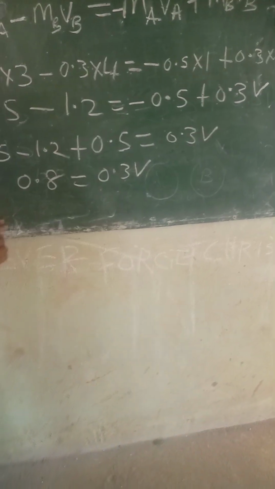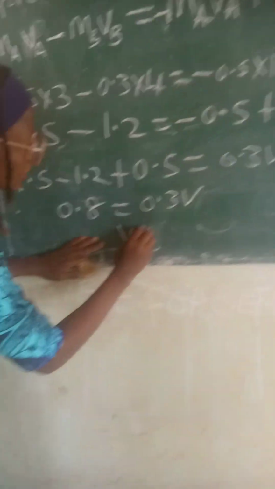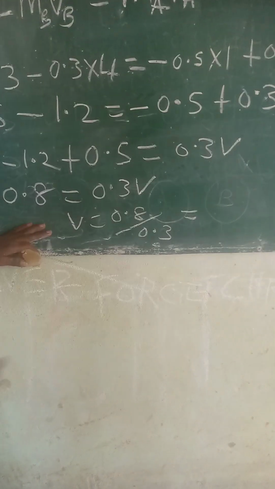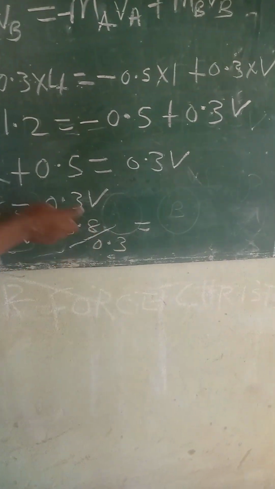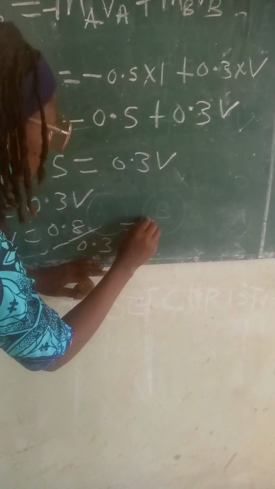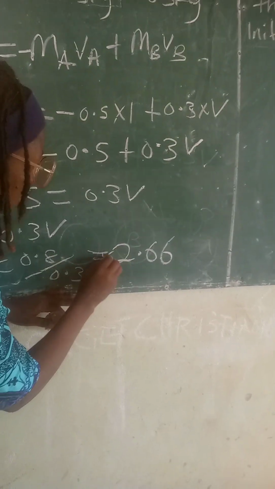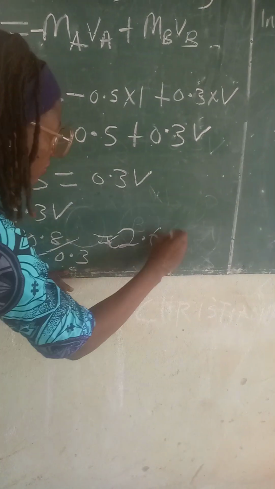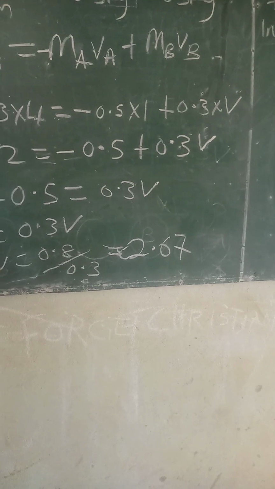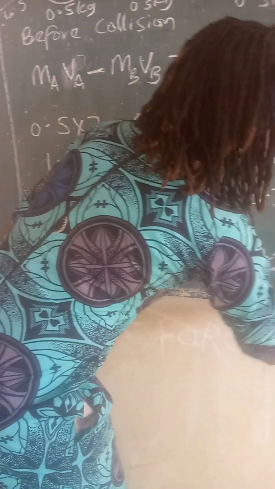So everything here gives us 0.8 is equal to 0.3V. What is our V? We divide both sides by 0.3. So V is equal to 0.8 divided by 0.3. How many times can 3 go into 8? 2. So we have 2.66, approximately 2.67. But the unit of velocity is meter per second, so we write this in meters per second.